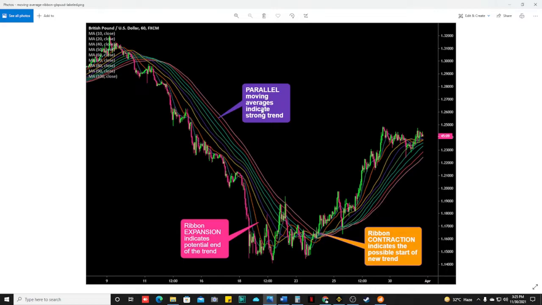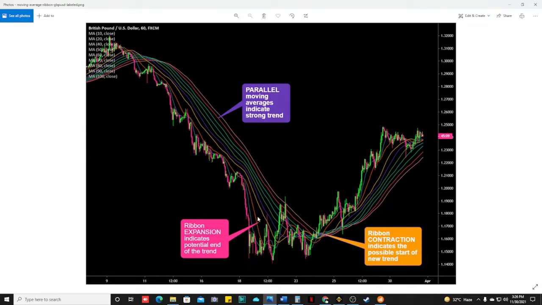Parallel moving average indicates a strong trend. Okay? So if it's parallel, meaning it's the same, they are not crossing each other, it shows a strong trend. Meaning it is strong going down if it's a downtrend. So if you see your ribbon all lining up, it indicates a strong trend that it will continue to go down. And ribbon expansion indicates potential end of the trend.